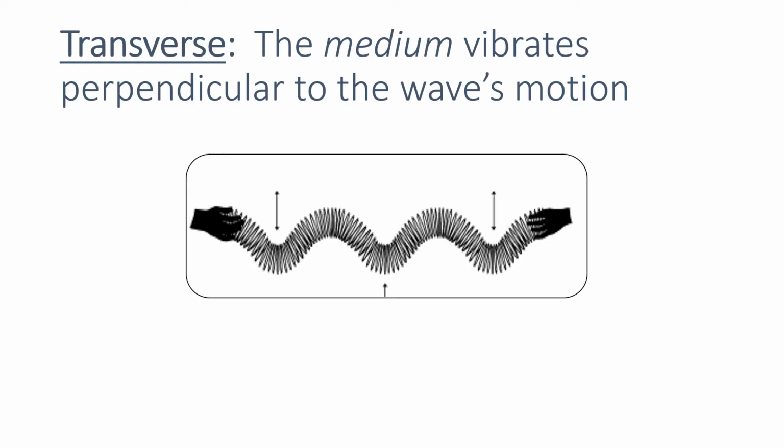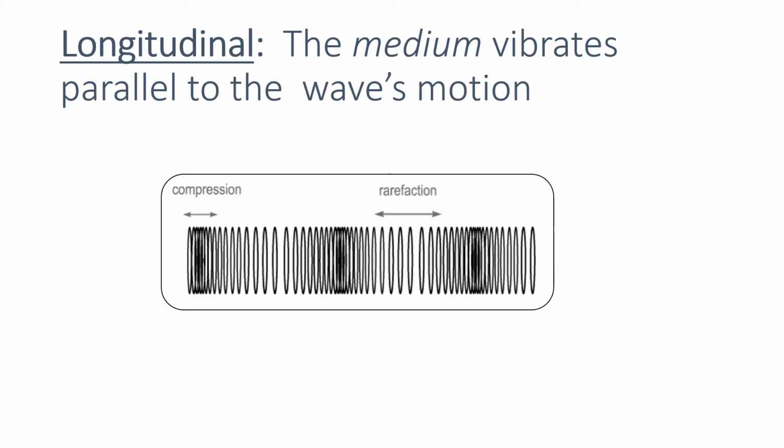Okay, here's a diagram of a transverse wave. As you can see, the spring is being moved vertically up and down, and the energy flow is horizontal. So it's moving left to right or right to left across your screen. And this may actually help you to remember that. In a longitudinal wave, the medium vibrates parallel to the wave's motion. So in this particular diagram, the movement of energy and the movement of the spring itself is in fact horizontal.